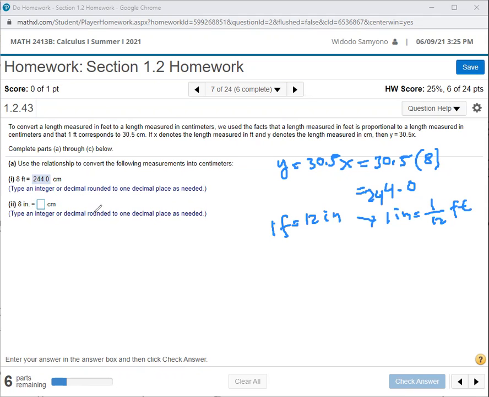So to answer this one, you need to change the 8 inches to feet. So 8 inches will be equal to 8/12 feet, right? Okay. So your answer will be what? Divide both sides by 4. You got 2/3, okay. So 8 inches equal to 2/3 feet.